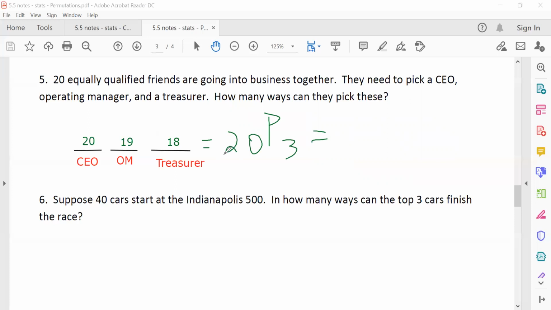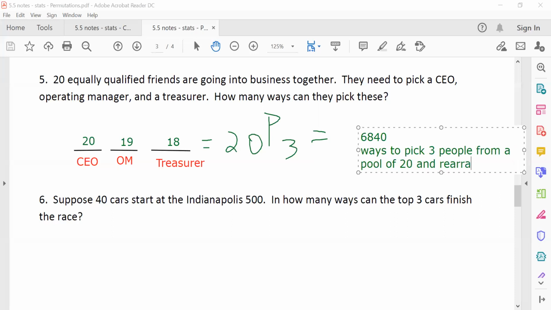And so we can whip out our handy dandy calculator, and you're going to get 6,840. So 6,840 ways to pick three people from a pool of 20 and rearrange those three people. And so we're done.